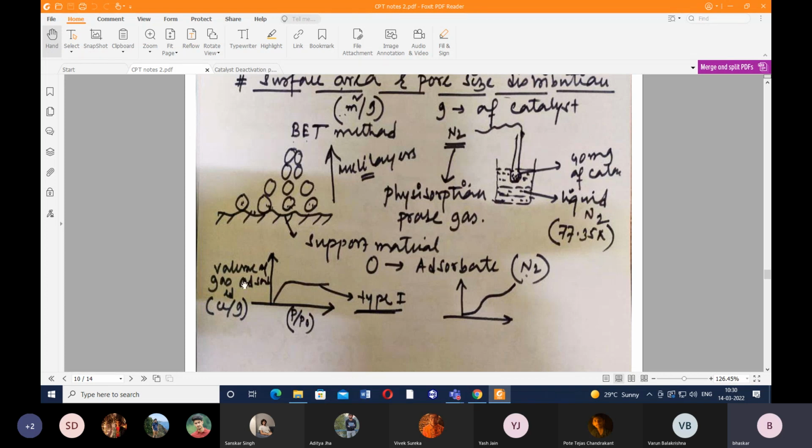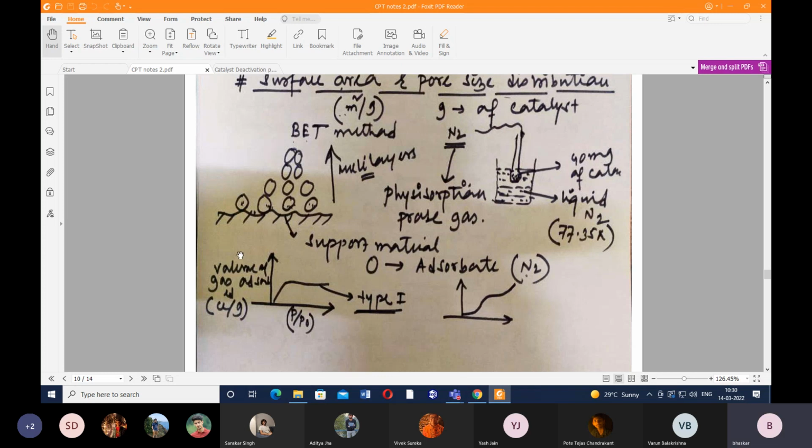Okay, so nitrogen adsorbed. And what would be its unit? This unit would be cc per gram. Always remember, when we talk about the surface area, it will be in terms of meter square per gram, while gram is basically the weight of the catalyst. So it is performed on the basis of 1 gram of catalyst.